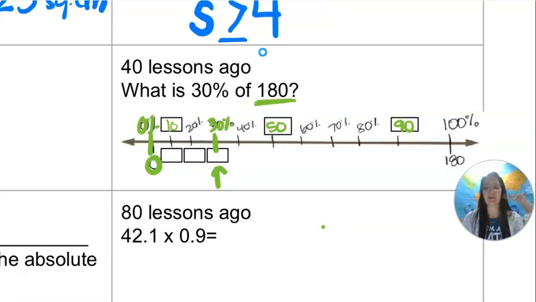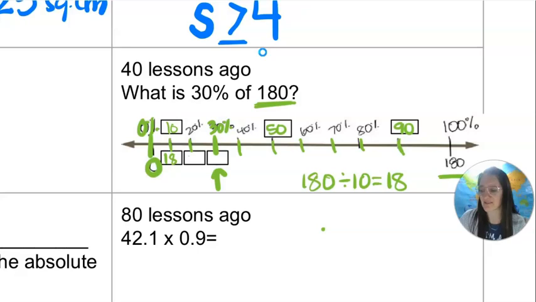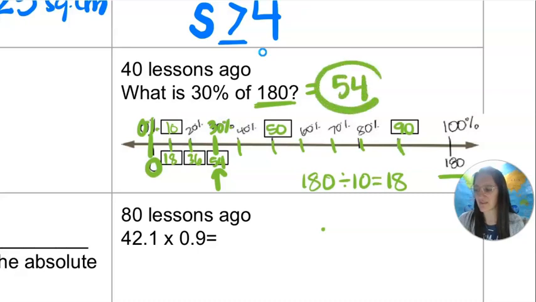Okay, so now what do I do on the bottom? Well, I have 180 total. I now have 10 tick marks, 10 equal pieces. So let's take 180 and divide it into the 10 pieces. And I get 18. That means each little piece of this number line is going to equal 18. So it's going to be 18, 36, and then 54. So 54 is 30% of 180. Okay, good with that?